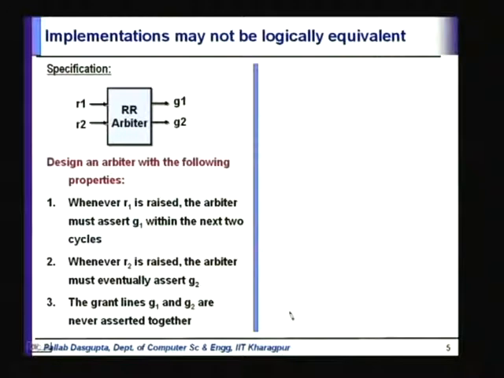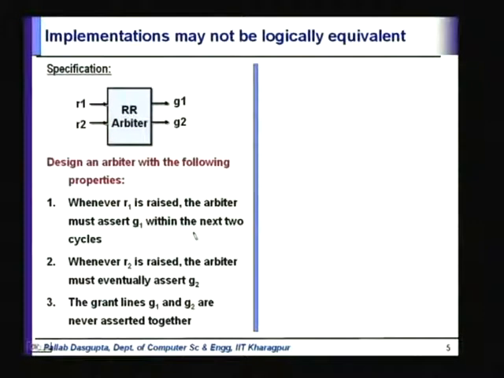Let us look at this specification. Design an arbiter with the following properties. Whenever R1 is raised, the arbiter must assert G1 within the next 2 cycles. This is the property that we saw just now. Whenever R2 is raised, the arbiter must eventually assert G2, and the grant lines G1 and G2 are never asserted together. So, let us say that these are the three properties that are given as part of the specification of the arbiter.